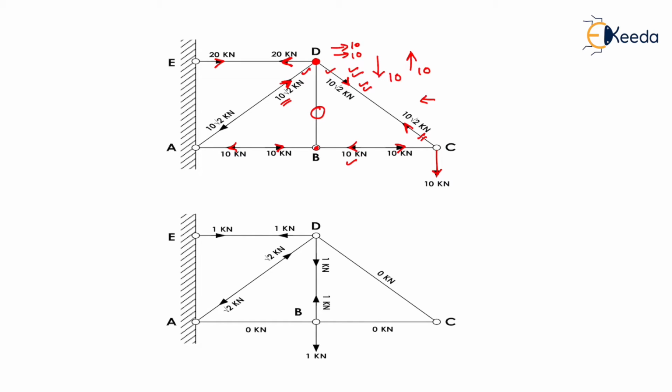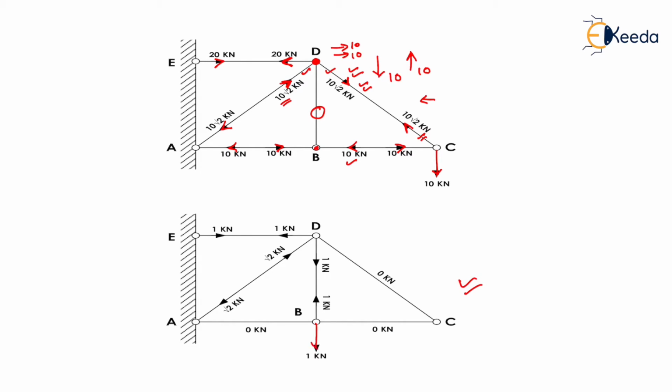Now to maintain the member equilibrium of AD, we need to create a 10 root 2 kN force like this. In this way we have calculated the P forces in each member. Now we will go for the determination of K forces. For the determination of K forces, we need to remove all the loads from the structure shown here in this diagram and apply the unit load in the direction of loading, in the direction of deflection.